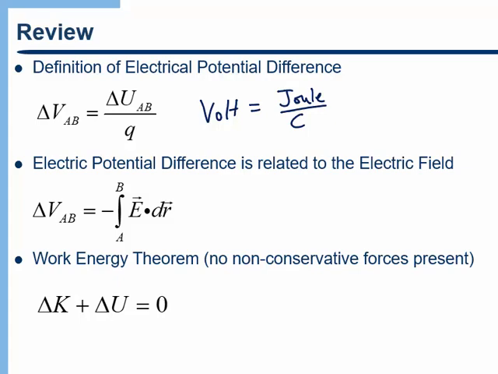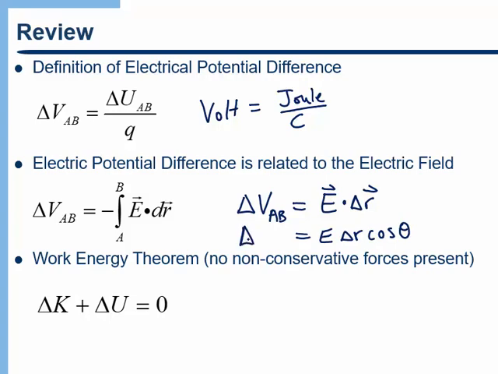As I just mentioned, the electric potential difference is related to the underlying electric field. And if the field is not constant, then it's related by that integral. If the field is constant, then the electric potential difference from one point to another would just be E dot delta R, or E delta R cosine theta, okay, as always for a dot product.